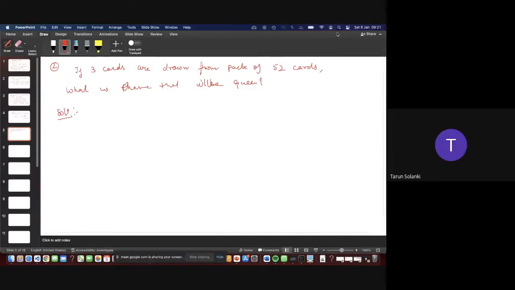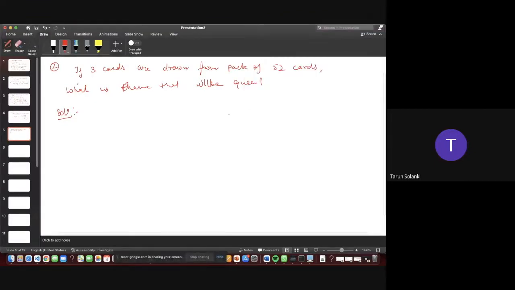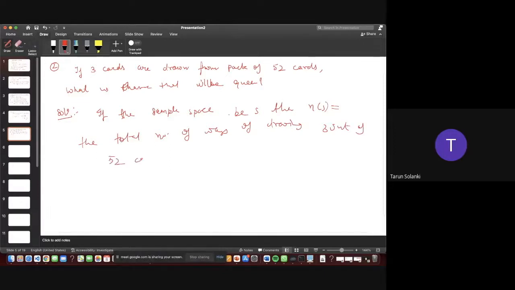So here, what we need to do: if the sample space is S, then n of S is equal to the total number of ways of drawing 3 out of 52 cards. Correct? 3 out of 52 cards, that we can write as 52C3. Correct? So let A be the event.